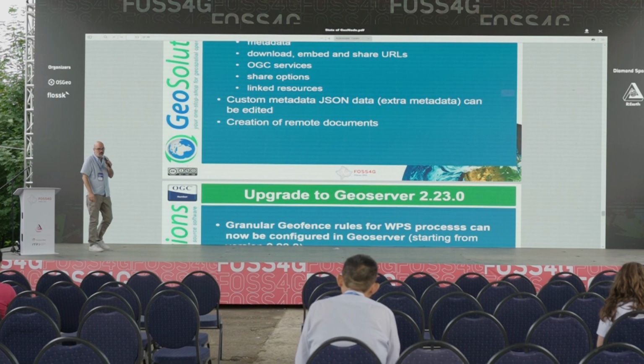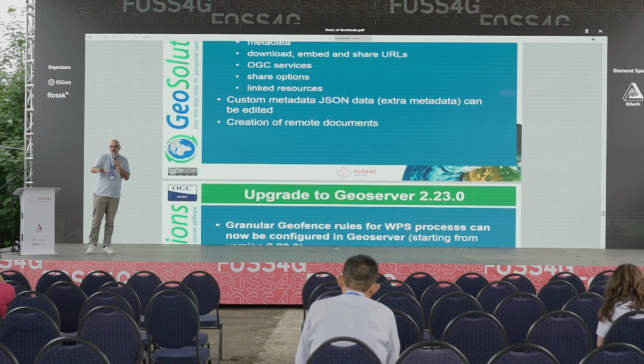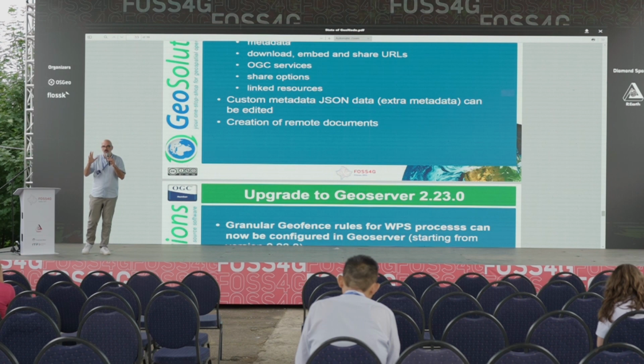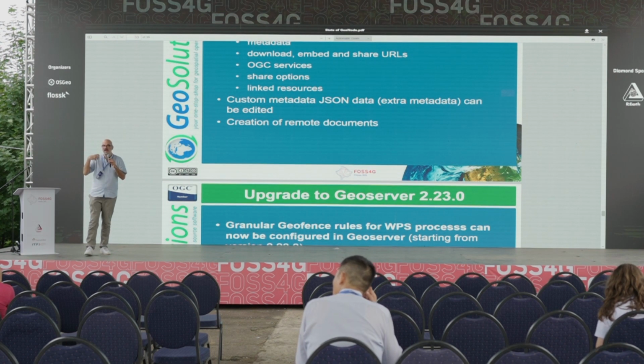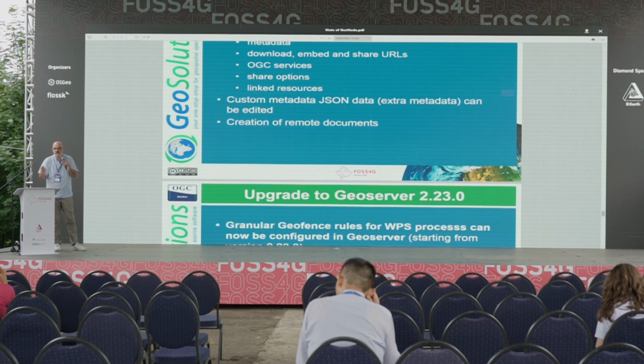And now we can also, through the API, create remote documents, meaning that you can create a catalog of documents that reference external documents instead of having to upload documents to the catalog. This is also true for datasets. You can use remote services. So in theory, you can now have a GeoNode catalog containing only remote resources. So not data that you upload to GeoNode, but just a catalog of your services, wherever they are, on other websites.